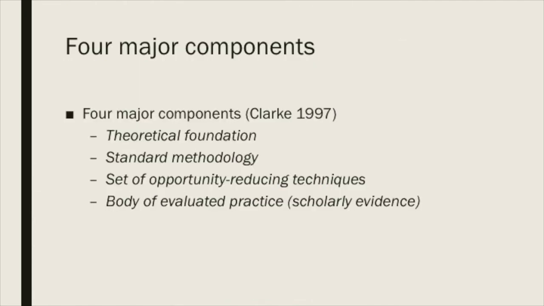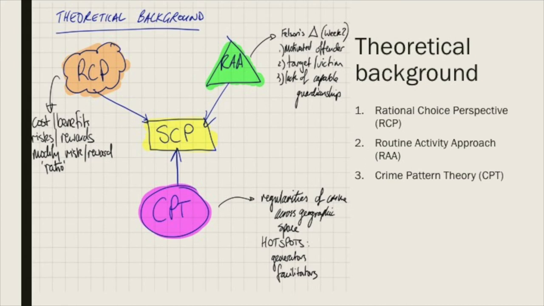Now there are four major components in situational prevention, according to Clark. There's a theoretical foundation, a standard methodology, a set of opportunity-reducing techniques, and a body of evaluated practice, that is, scholarly empirical evidence. Now, when it comes to theoretical background, there are three main perspectives informing situational prevention.